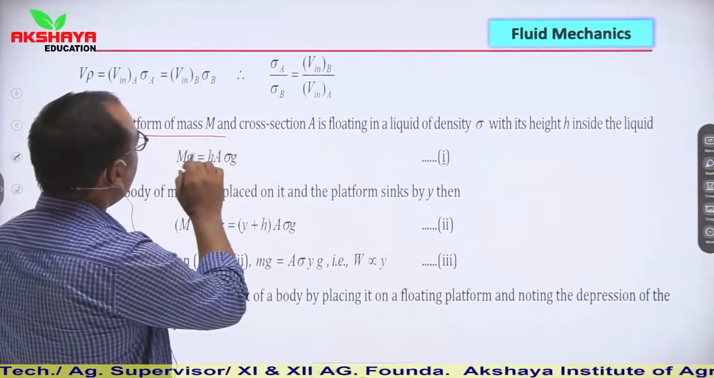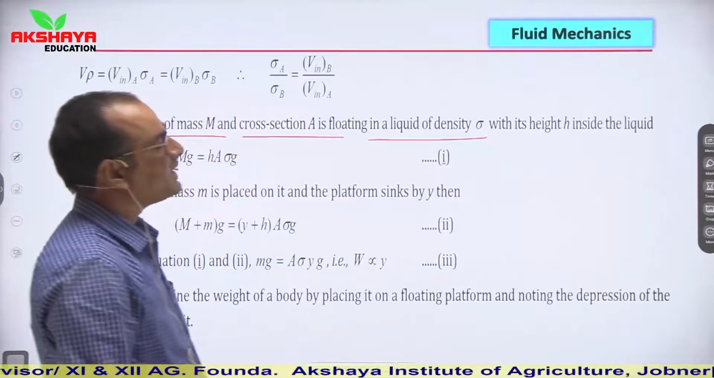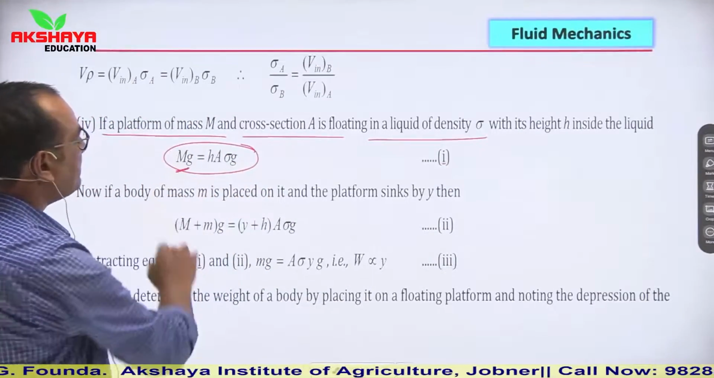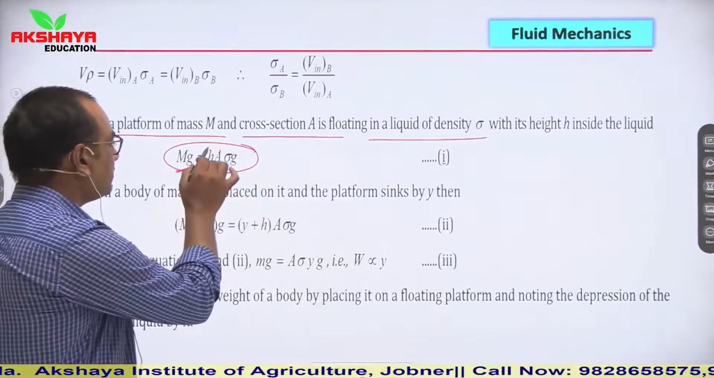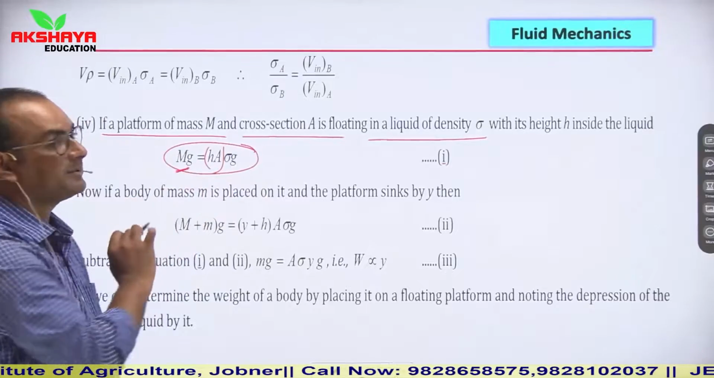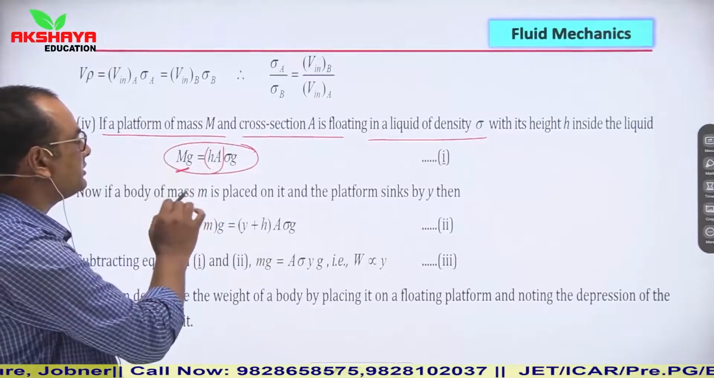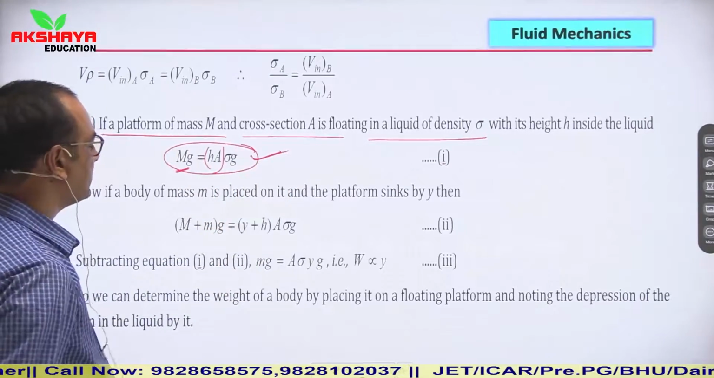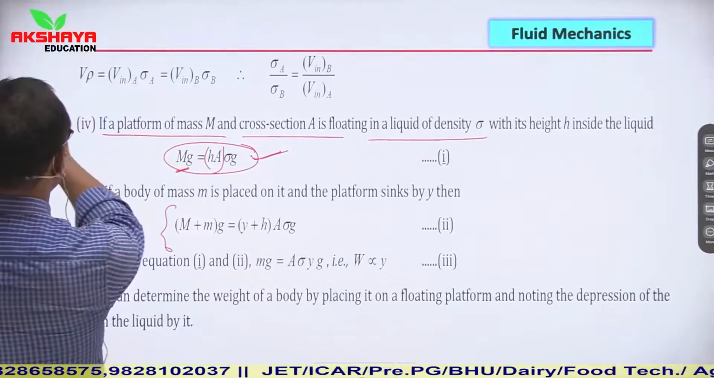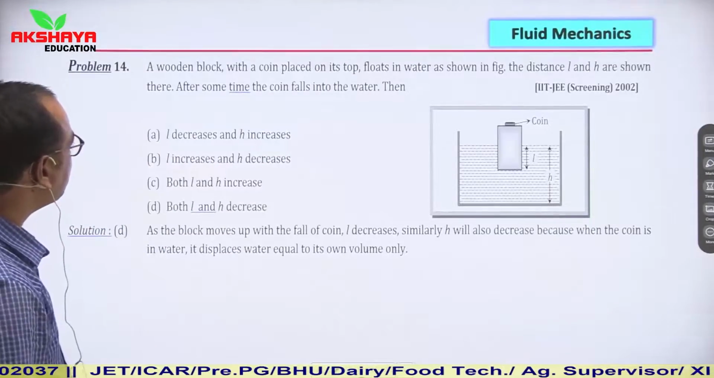If a platform of mass m and cross section A is floating in a liquid of density sigma with its height h inside the liquid, then mg is equal to the volume, height into area of cross section, h into A, and sigma is the density of the liquid, into g. So mg is equal to h A sigma g. Simply, all the parameters are explained based on that. We will explain these things in the questions. So let us discuss this pattern of question.